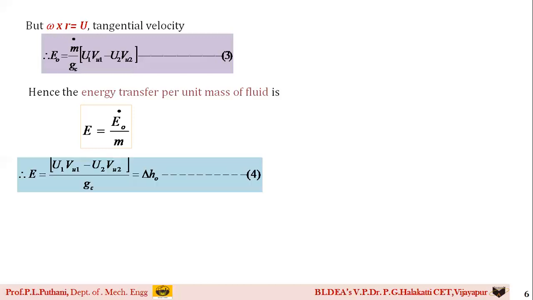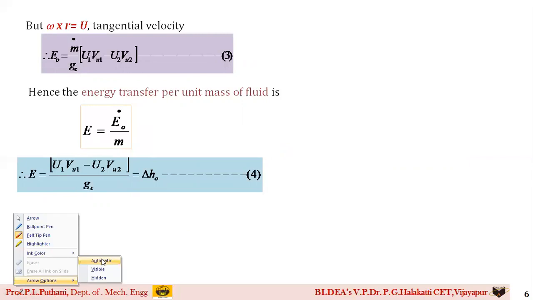So now I get E is equal to (U1 VU1 minus U2 VU2) by GC, or this energy is the enthalpy itself. Both meanings are the same. So the energy per unit mass of fluid can be written as (U1 VU1 minus U2 VU2) by GC, which is also equal to delta H naught. All are the same. Therefore, equation number 3 and equation number 4 are different forms of the turbine equation, and equation 4 is the Euler's turbine equation.